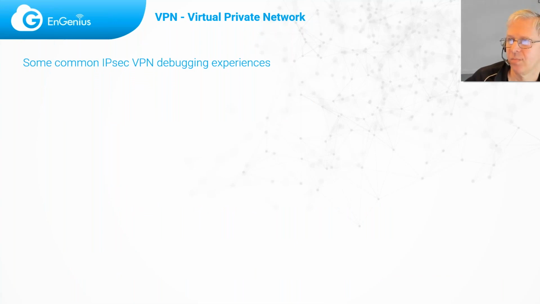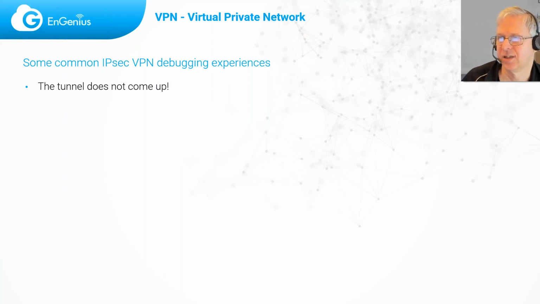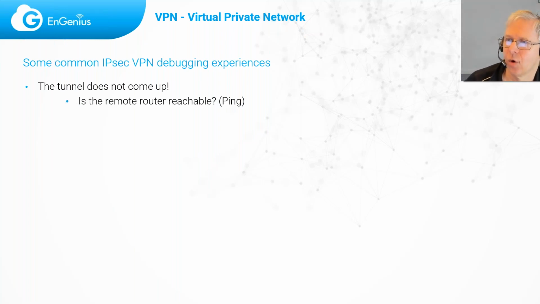So, some of the common IPsec VPN debugging experience that I had. The main thing, of course, is the tunnel doesn't come up. It doesn't work. Well, they always say it doesn't work, and then you need to ask. So the first thing that you need to check is if the other side is even reachable, because ISPs do make mistakes. And in some cases, the ISPs don't route your ESP packets. They drop ESP. So check that it does ping.